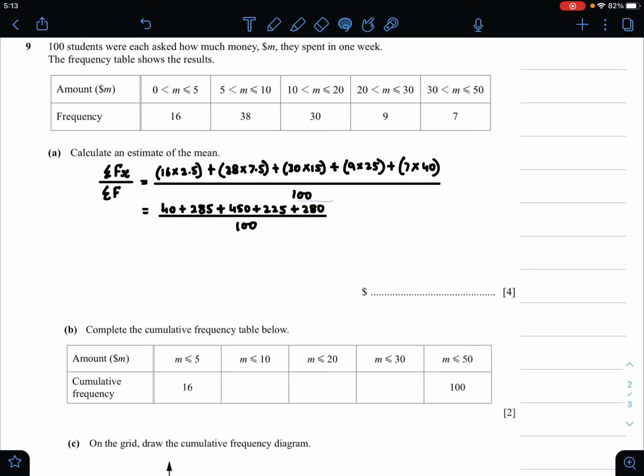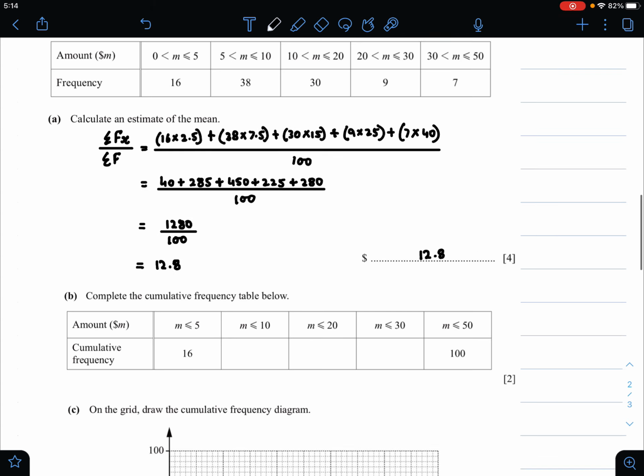Now I'll just take this a bit lower so that it is easier to see. Yeah. Now let's take the sum of the numerator. So 280 plus 225 plus 450 plus 285 plus 40 is equal to 1280. The whole thing divided by 100, which is 1280 divided by 100, which is equal to 12.8. Therefore, your final answer for part A would be $12.8.